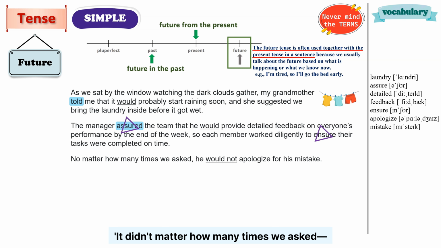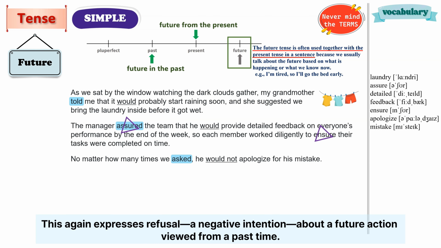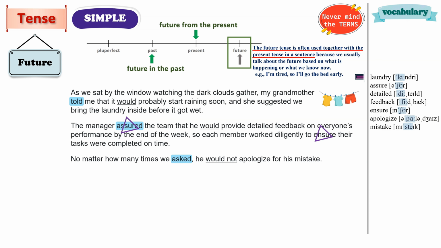It didn't matter how many times we asked, he still wouldn't apologize. This again expresses refusal, a negative intention about a future action viewed from a past time. Let's check pronunciation and stress.